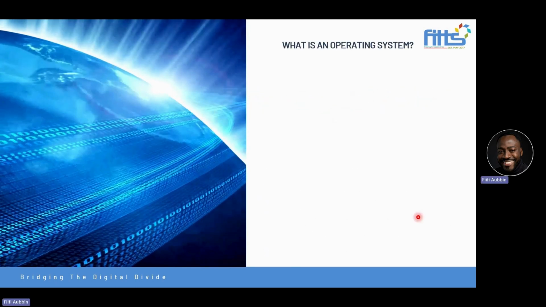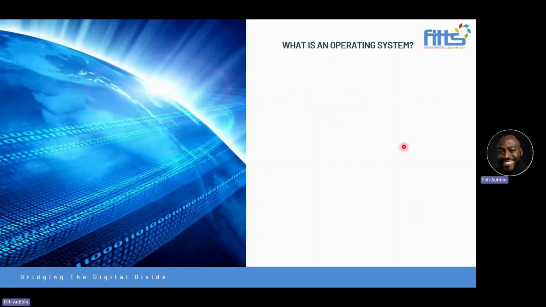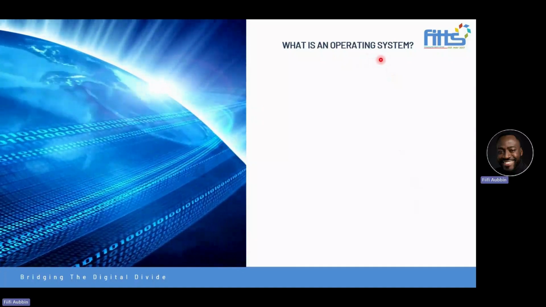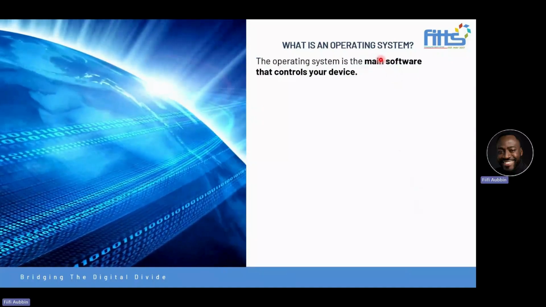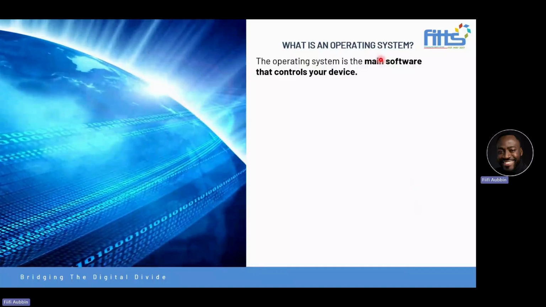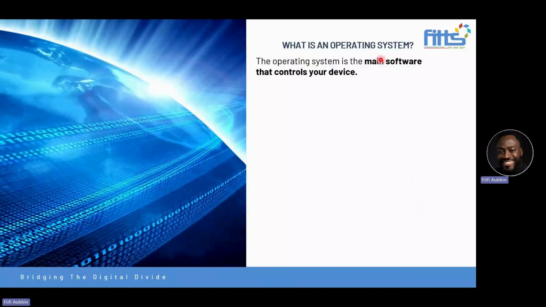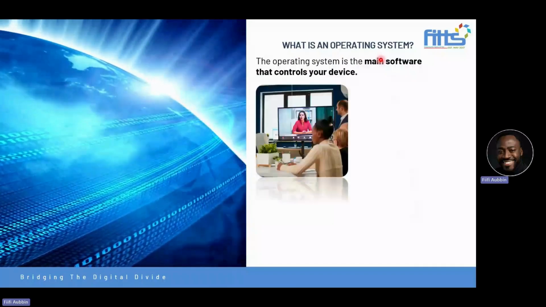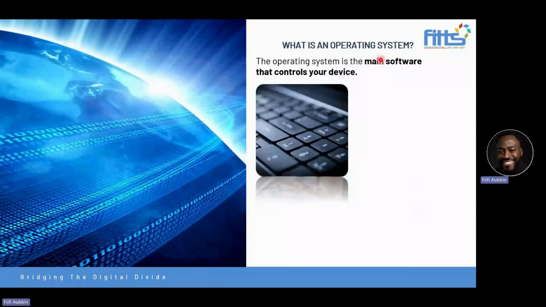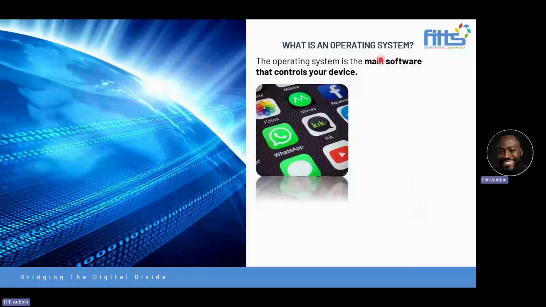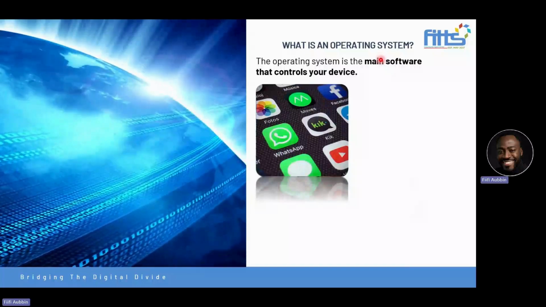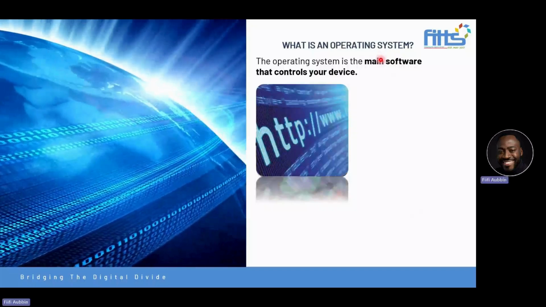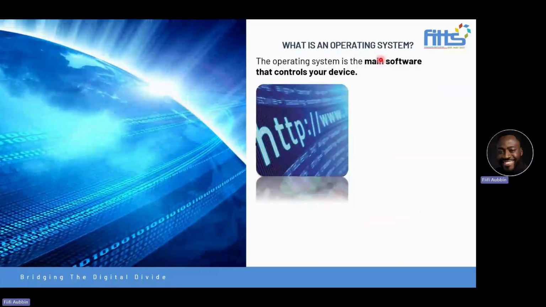Every digital device has something called an operating system, often shortened OS. The operating system, we say, is the main software that controls your device, and it manages first and foremost your screen, your keyboard, the apps that you open, your storage, and last but not the least, the internet connection.